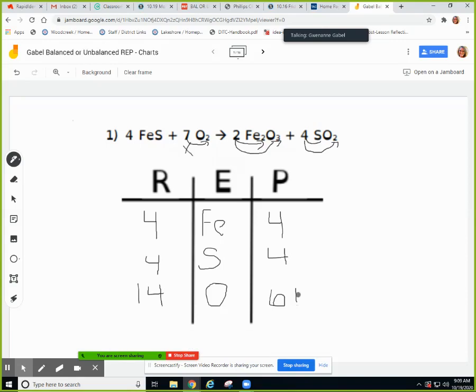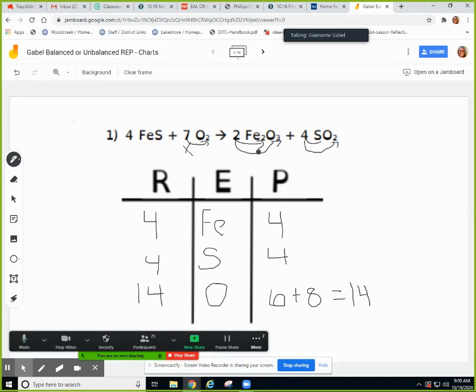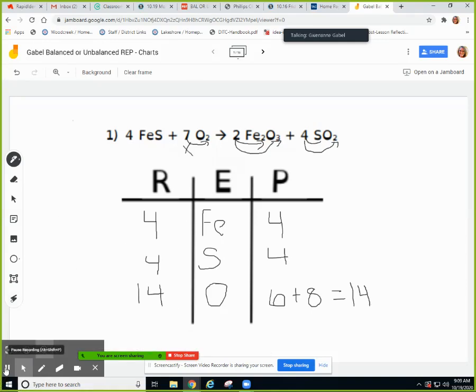So 6 plus 8 equals 14. So is this equation balanced? Yes, this equation is balanced. Okay, I'm going to do another example.